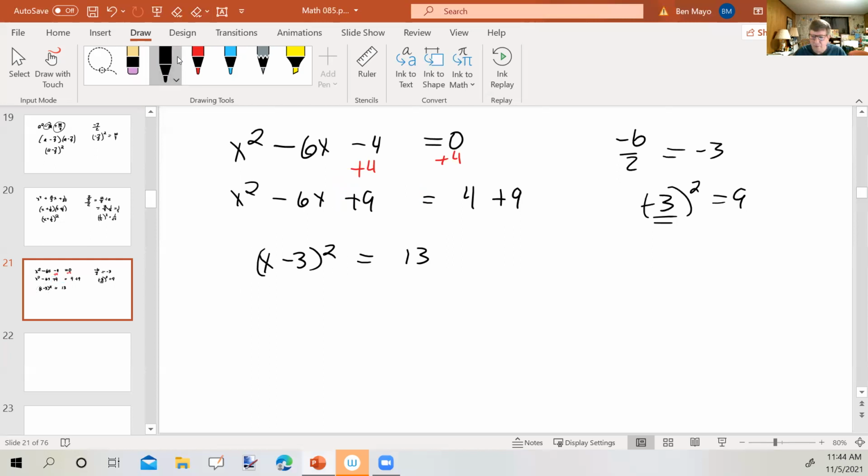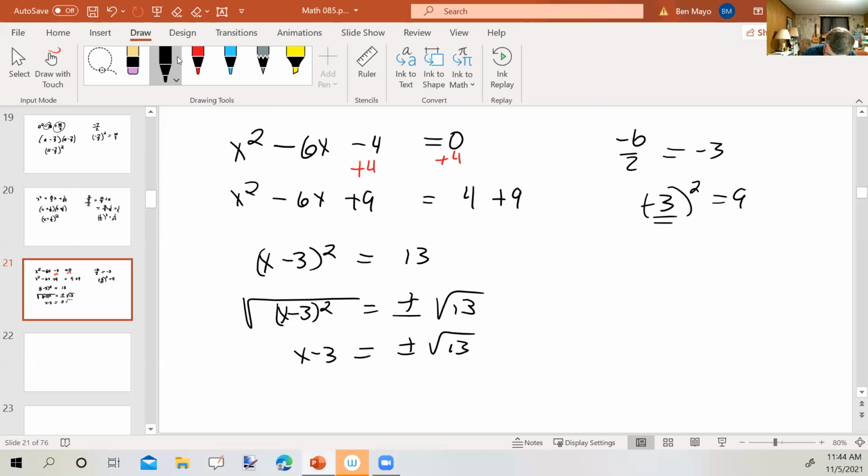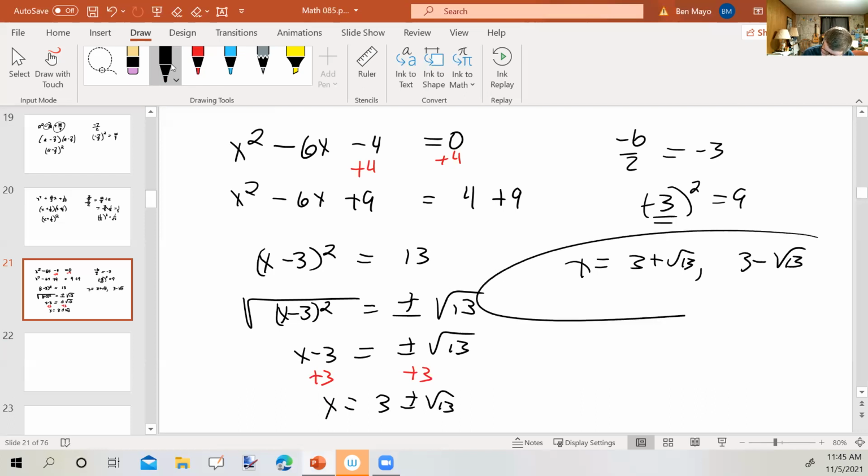So I've got a perfect square containing a variable equals a constant. I'm going to take the square root of both sides of the equation. Don't forget the plus minus. So x minus 3 is plus or minus the square root of 13. Add 3 to both sides. X equals 3 plus or minus the square root of 13. So x is 3 plus the square root of 13, comma, 3 minus the square root of 13. And there's your two solutions.